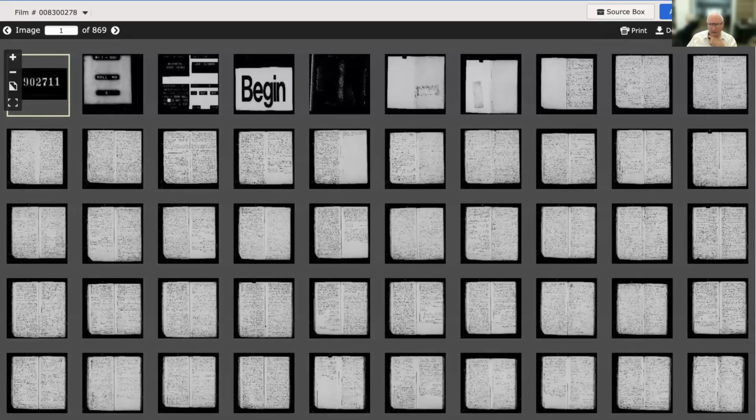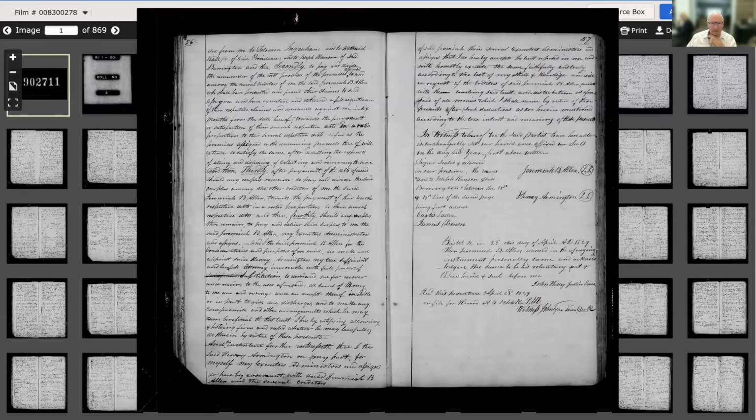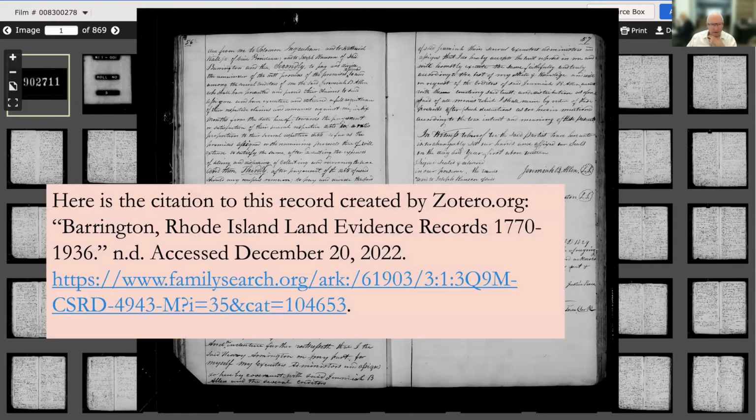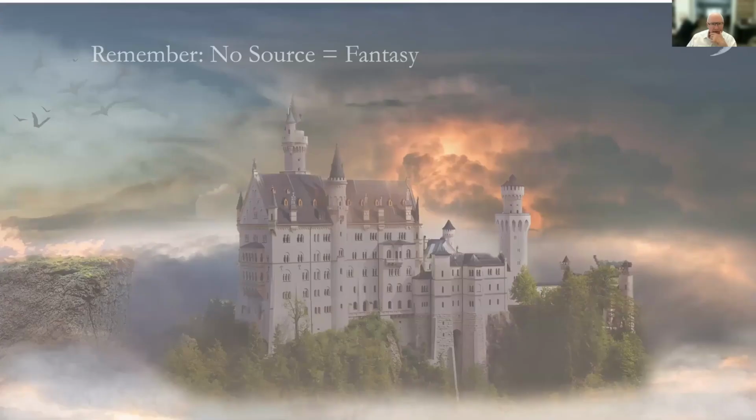I click on that link on FamilySearch, and there I have the actual document with 869 images on this particular set of documents. By what I can see here, this was a microfilm roll, obviously. The roll number is at the beginning. And here's the document itself that I was looking for. So here's the citation to that particular document, and it was created by Zotero. So all I had to do, I didn't have to write down anything. I didn't have to copy it anyplace. I can get this citation, and then I can just copy that directly to where I'm looking.